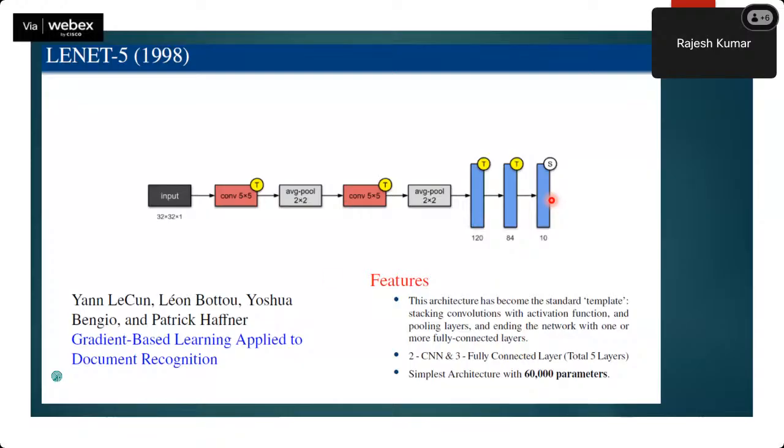and then finally the classification. So it was designed, and the good feature is basically that they used gradient based learning, and they used it for document recognition. So this architecture has 2 CNN layers, you can see one and another layer, and then 3 fully connected layers. So in total they have 5 layers. And this architecture, if you go by the weight parameters, has 60,000 parameters. That was the first one. So there are 60,000 parameters which are to be tuned there.